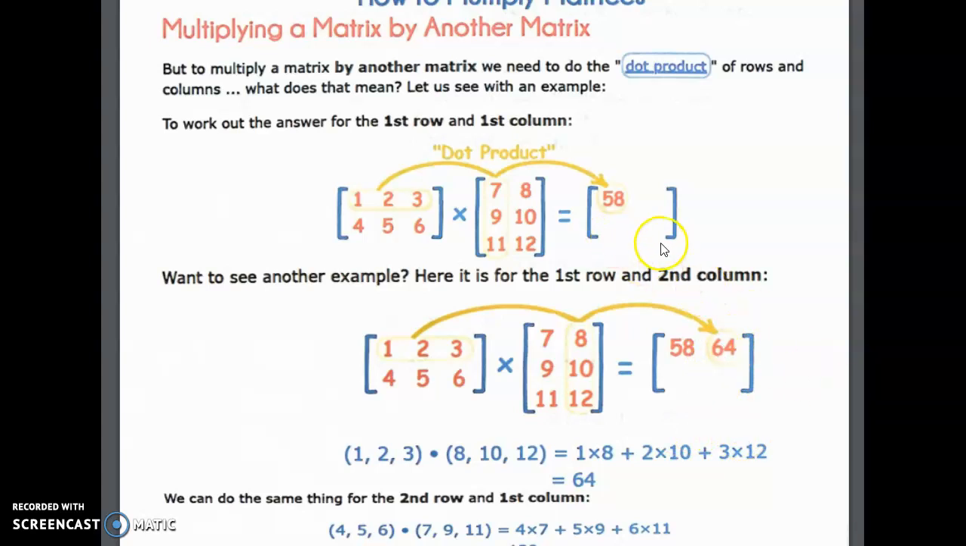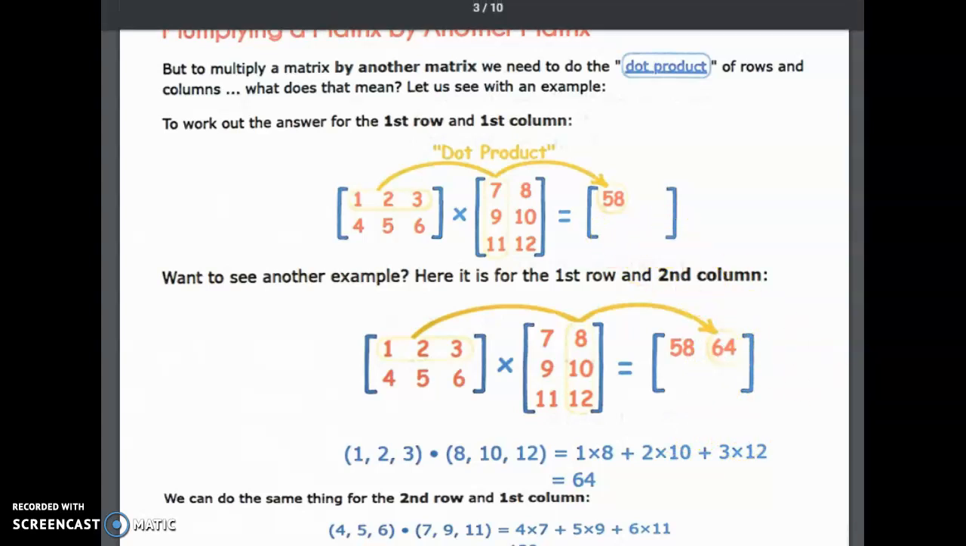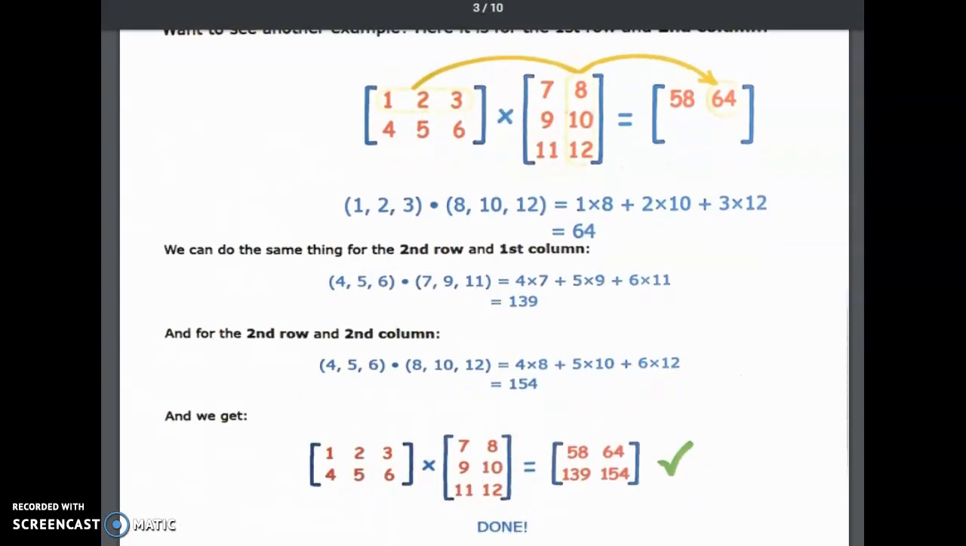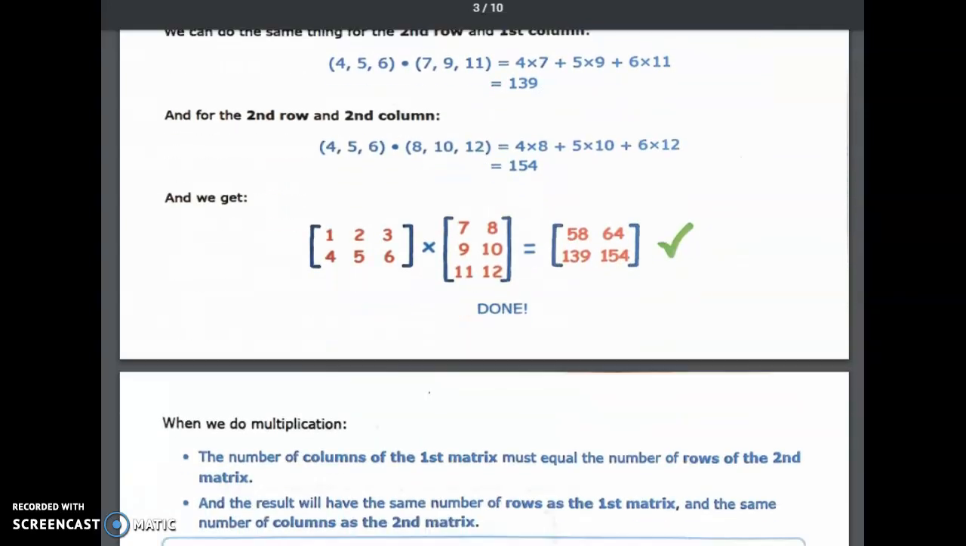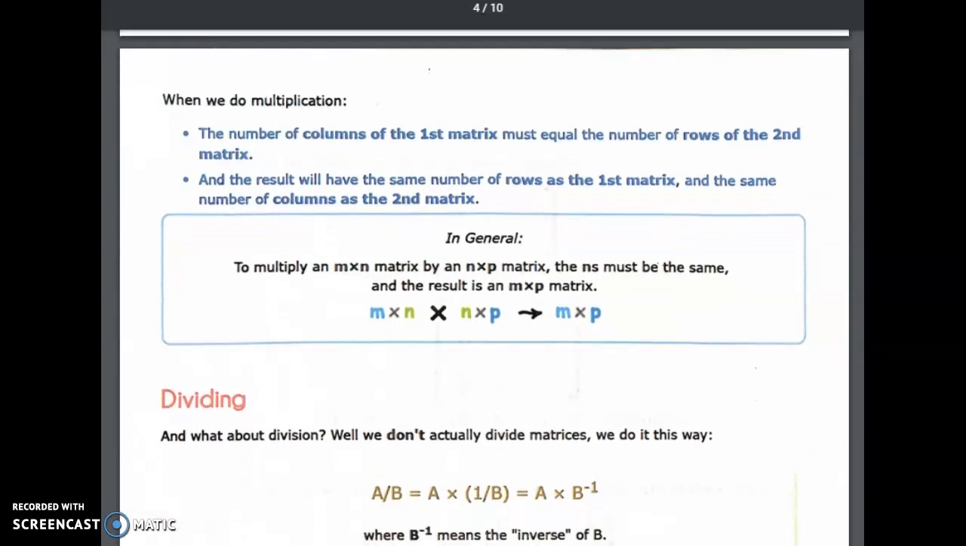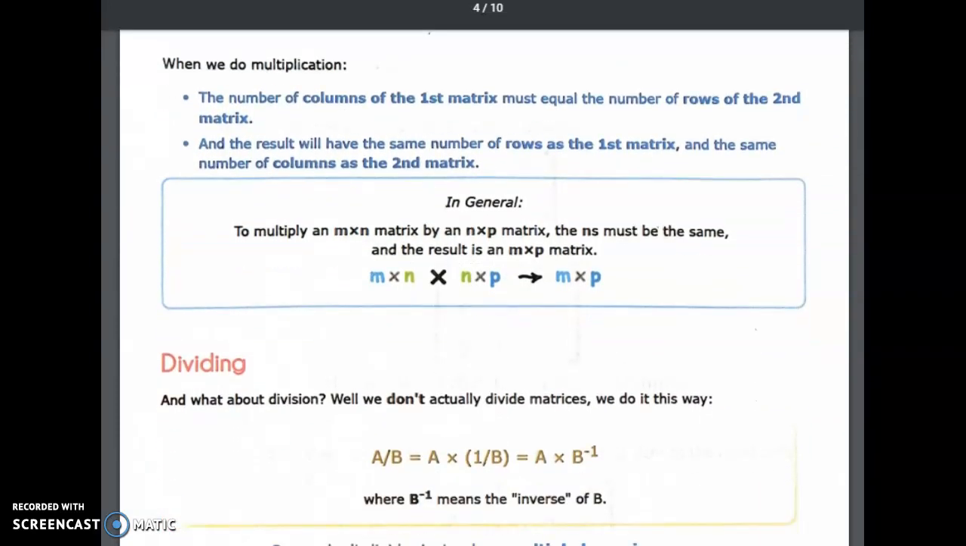So you do that for each of the elements in your product matrix. So you can see that that's what they've done. In the second row, first column, they got 139. And in the second row, second column, they got 154. So there's a lot of practice for this. And of course, if you have questions, you can come ask me. Okay, so this we kind of talked about already. Just keep that in mind.